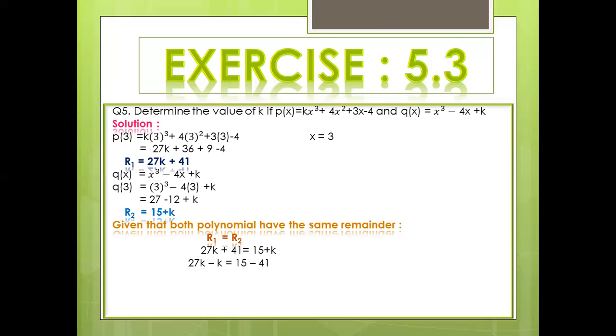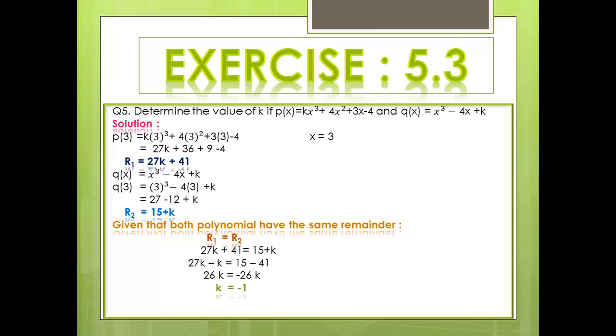Combine k with k, and on the other side the constant terms: 27k minus k is equal to 15 minus 41. 27k minus k is 26k, 15 minus 41 is minus 26. There is no k with minus 26. When we find the value of k, which is minus 1, by mistake I wrote here minus 26 and k. There is no k with minus 26, because when you subtract 15 minus 41, minus 26 will be there, and after simplifying the value of k is minus 1.